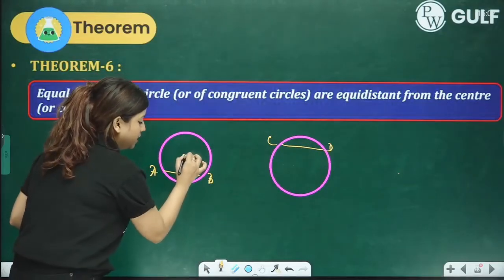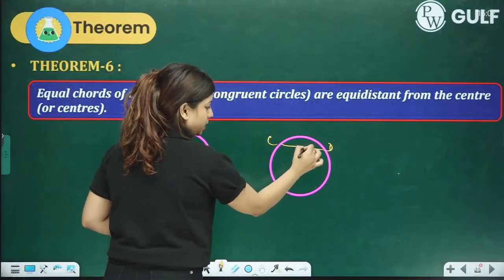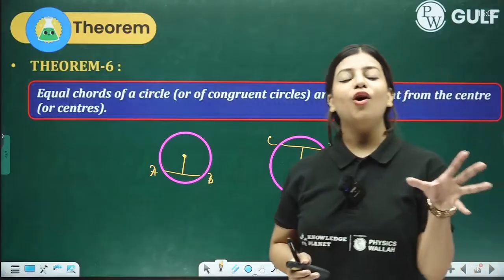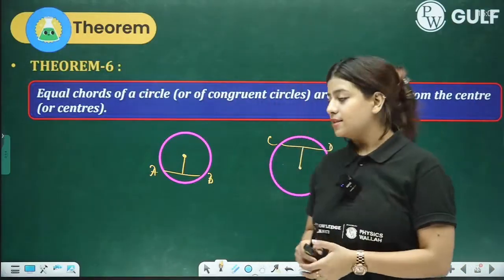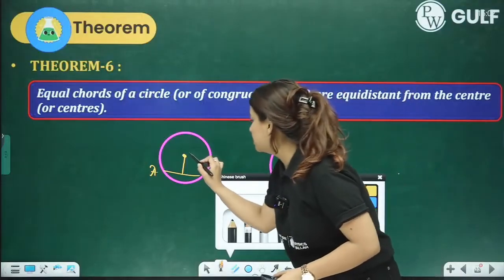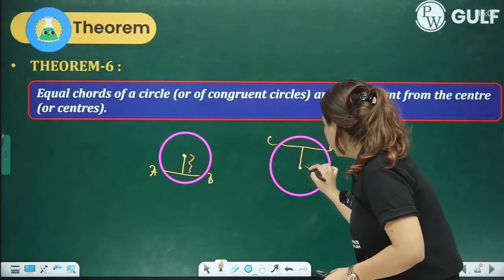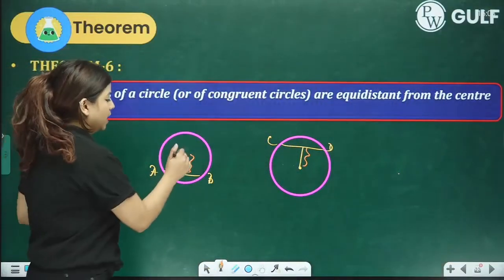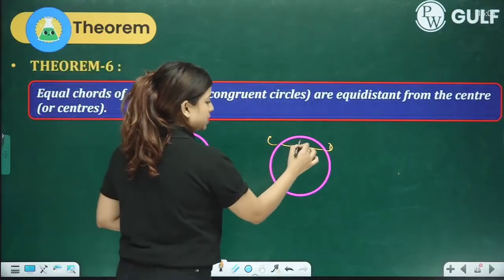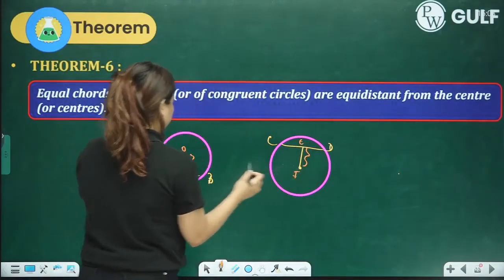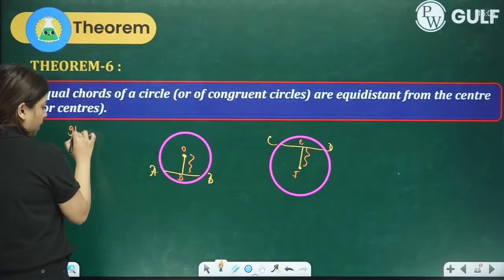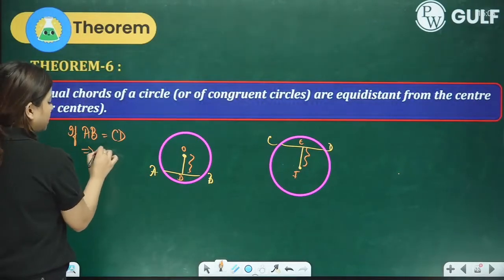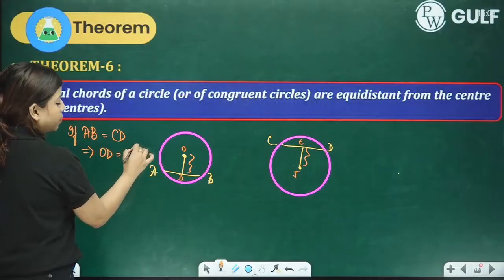Now if this is the center, this line, what I am telling you, students, is that if the chords are given to be equal, then the distance from the center to the chord will be equal as well. If this is O, this is D, for example E and F, we can say that if AB is equal to CD, this implies that OD is equal to EF.